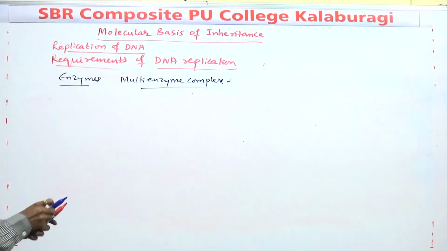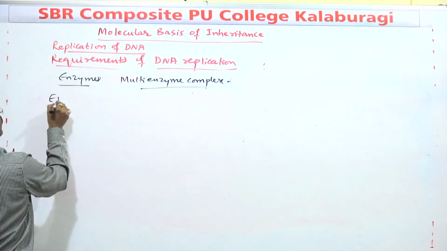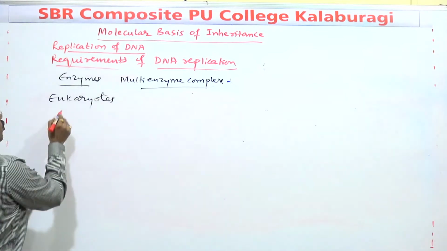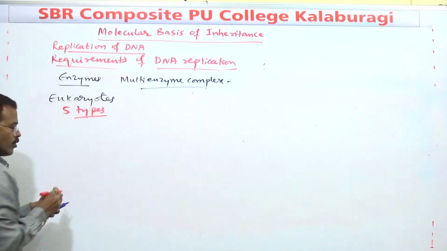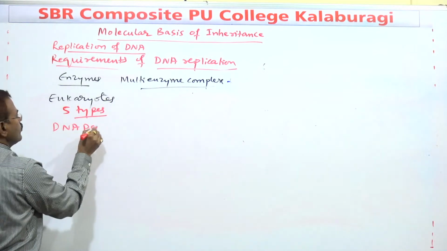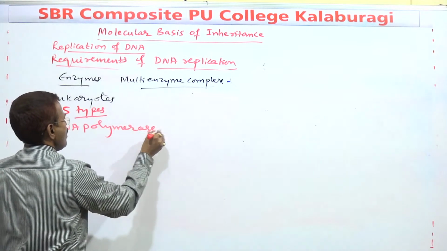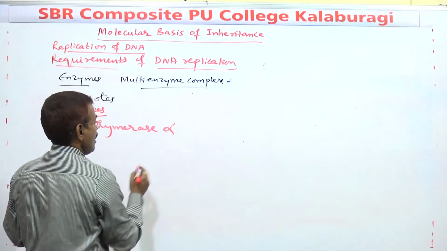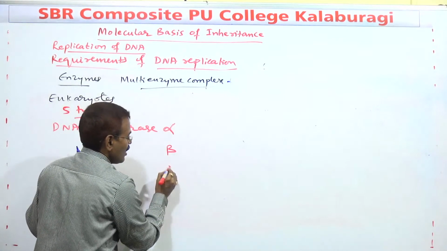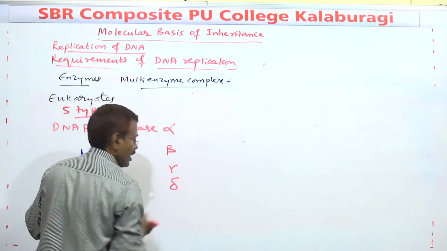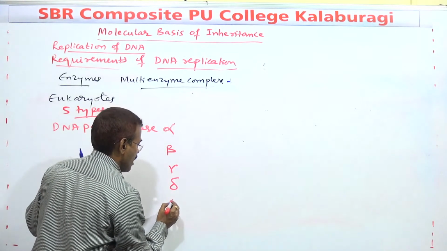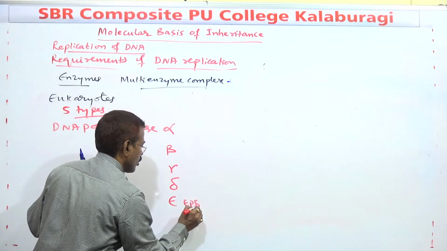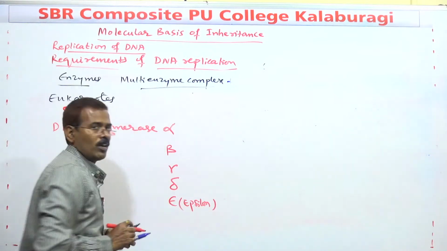In the case of eukaryotes, 5 types of DNA polymerase are required: DNA polymerase alpha, DNA polymerase beta, DNA polymerase gamma, DNA polymerase delta, and DNA polymerase epsilon.